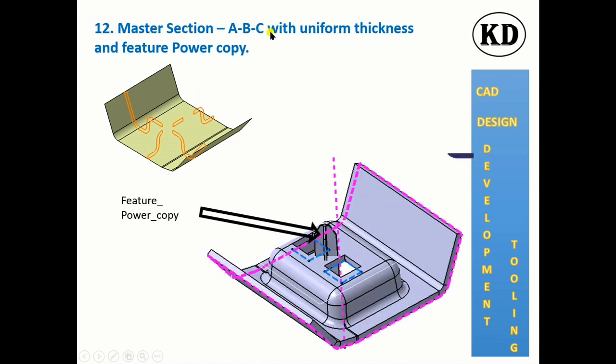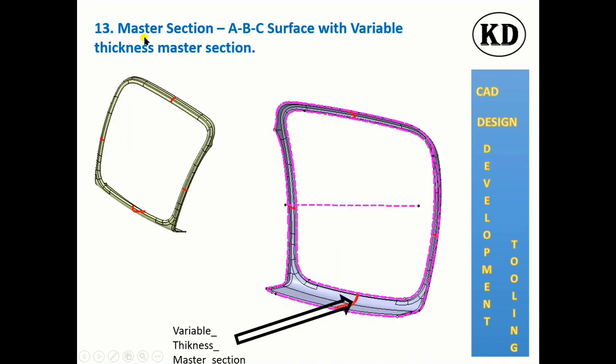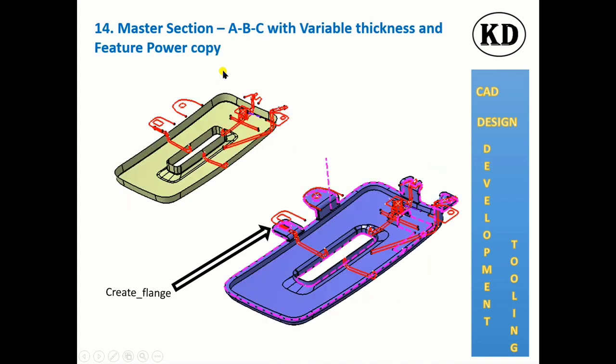Next one is the master sections close volume with ABC with uniform thickness and features by power copy. In this test, the additional task is only to power copy the features. This is for more experienced persons. Next one is master sections for variable thicknesses. Here there are 4 master sections which have different thicknesses of the part at the middle, edge or the outer side of the part. So we have to close the part according to that thickness.